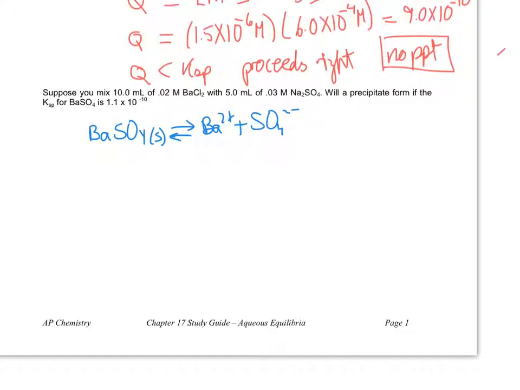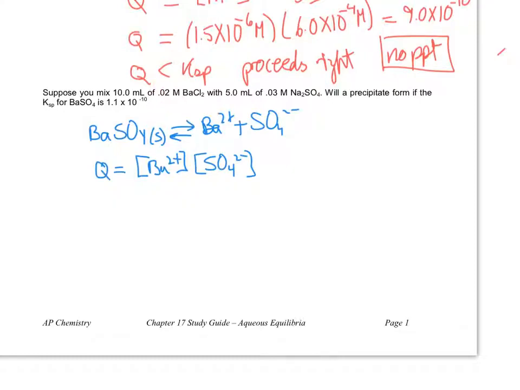And if we want to figure out if the precipitate will form or not, we're going to write our Q expression and we're going to solve for it and compare it to our K. So here's my Q expression, concentration of the barium ion times the concentration of the sulfate ion, and I need to plug them in. Now the barium would come from the BaCl2, but it is not 0.02 molar. And the sulfate is going to come from the sodium sulfate, but it is not 0.03 molar.